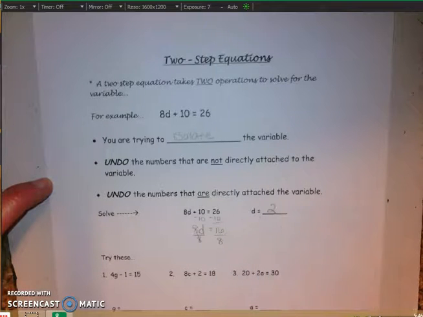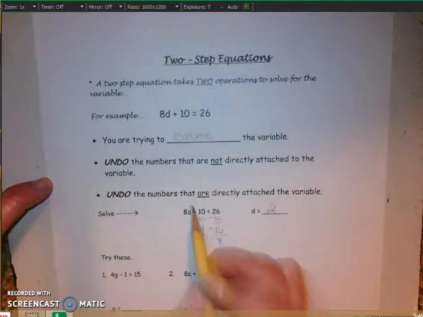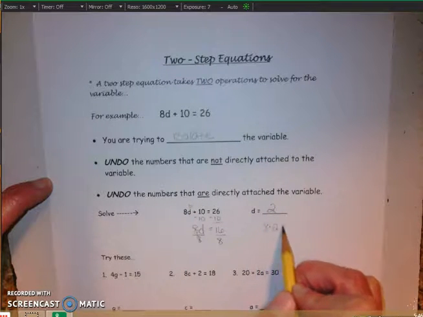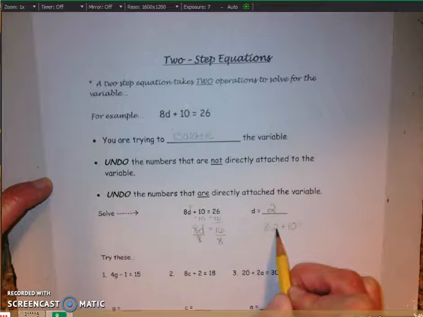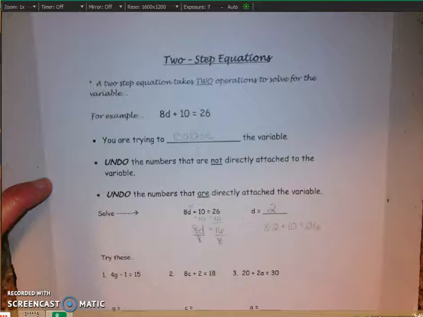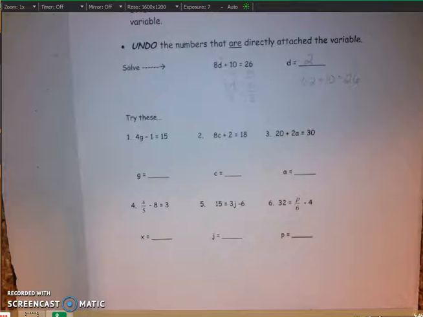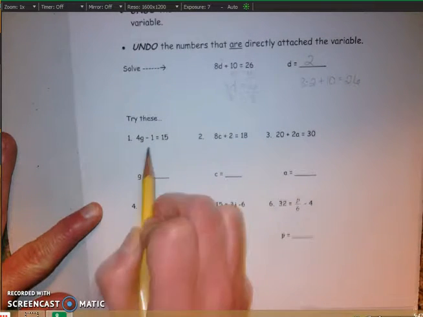How can I check my answer? Plug it back in for d. So 8 times 2 plus 10. 8 times 2 is 16 plus 10 is 26. So it does work. Why don't you try number 1 and pause the video first and then come back.